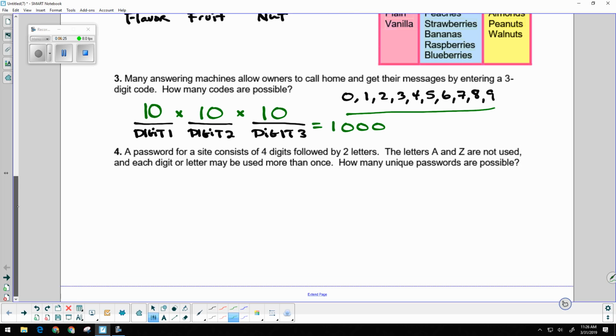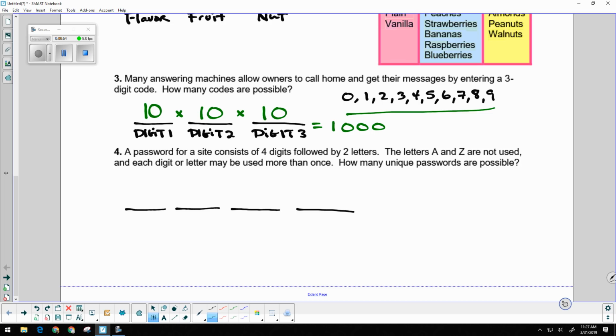Now, number 4. Again, we're staying with passwords, but this password is going to have digits and letters. So a password for a site consists of 4 digits followed by 2 letters. The letters A and Z are not used, and each digit or letter may be used more than once. How many unique passwords are possible? So this time, we are going to have 6 blanks.